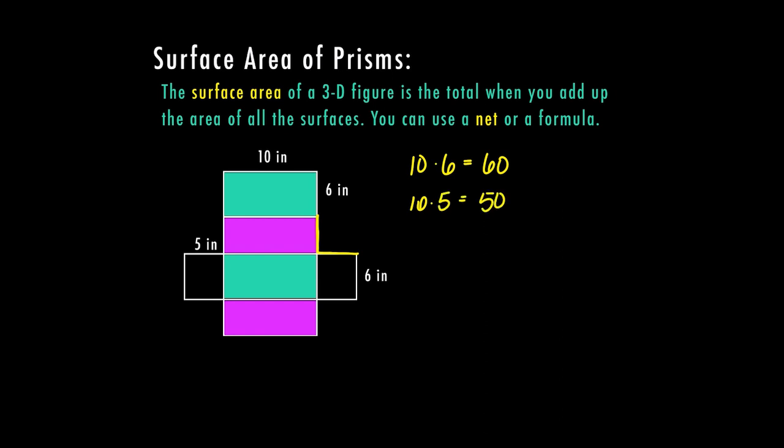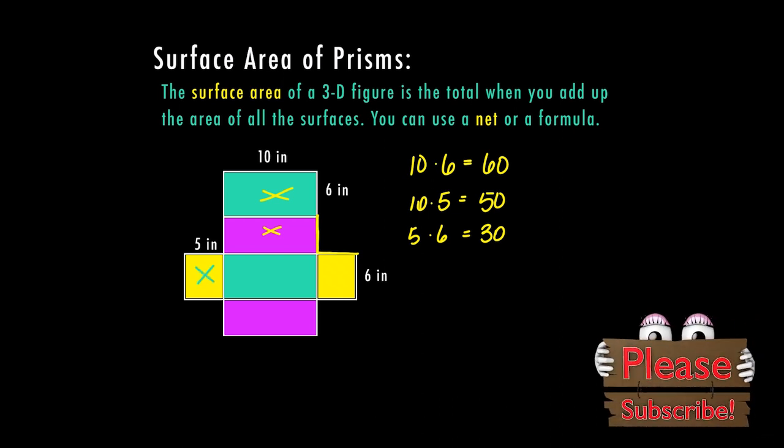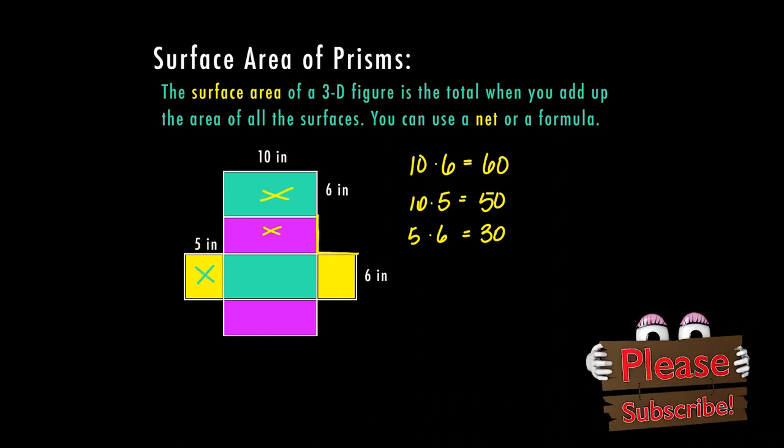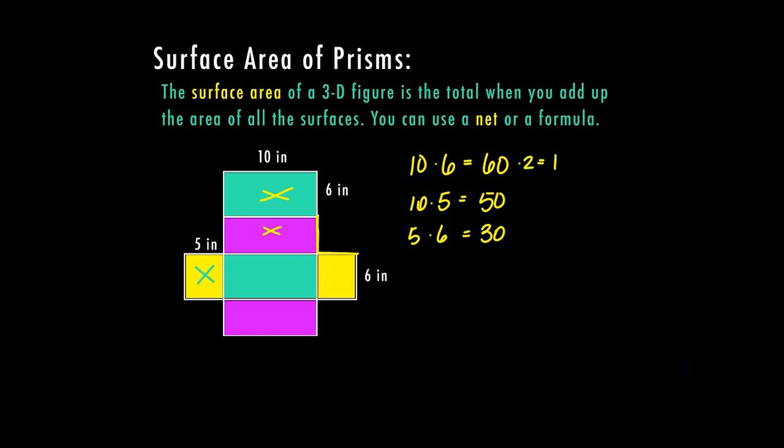And then my last section that I'm going to have to figure out is the sides. And this is going to be 5 by 6, which equals 30. Now, you have to be careful because we only found the area of this section, and one of these. And so now we have to figure out the area of the whole thing by doubling each of those. So this is going to be times 2, which equals 120.